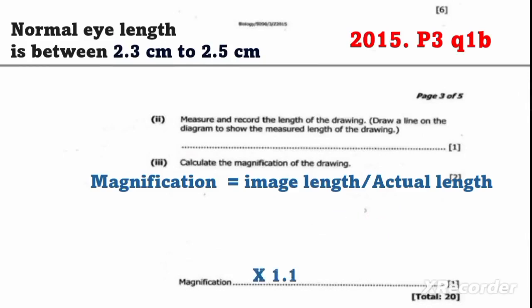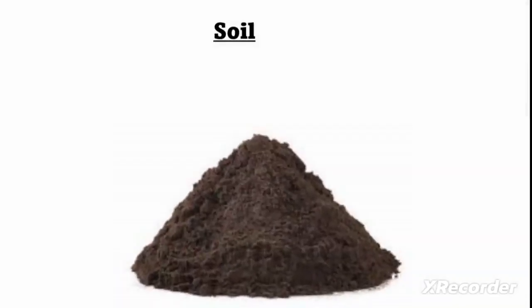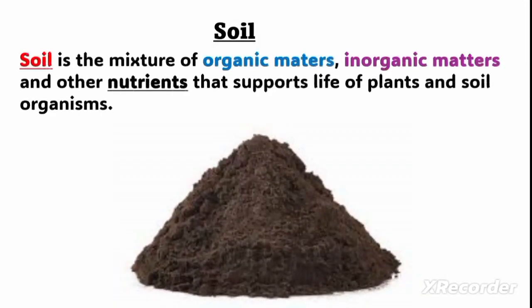When magnification is greater than 1, then you will know that the image is greater than the object. So here we saw that the length of the image was greater than the object. That is the reason why we have magnification greater than 1.